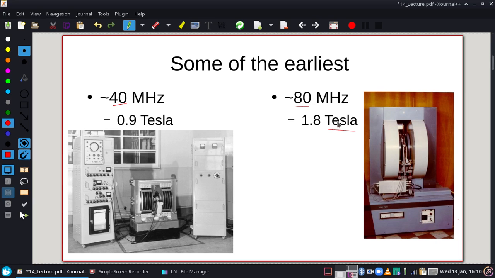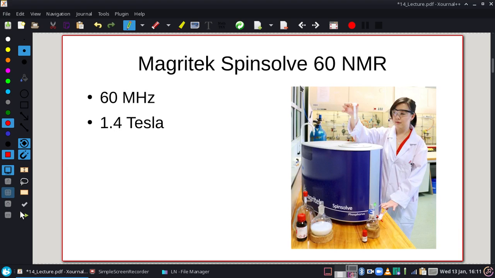If we go up on the size of the magnet, we will increase the frequency. But just to put this in perspective, a modern NMR that we could get for almost any school, this is a SpinSolve 60. They make SpinSolve 40s and 80s. And I have this picture to show you the size of it. These are pretty small little units.